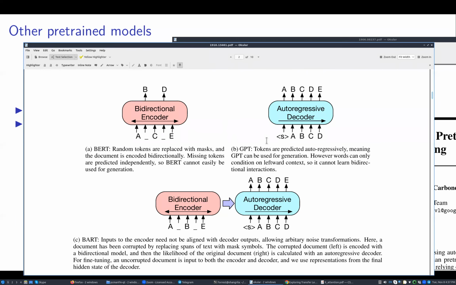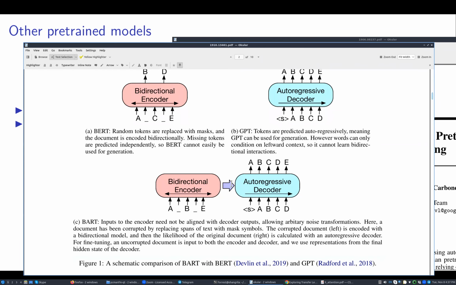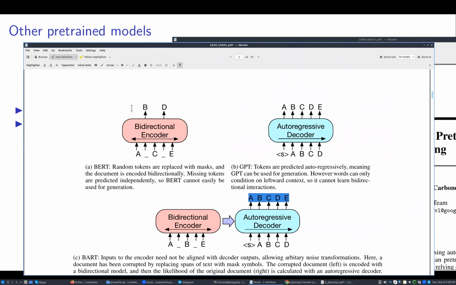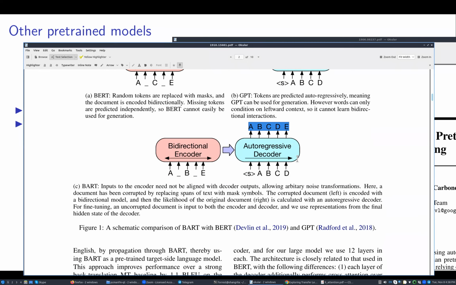So this is BART, this is GPT, and what BART does is it combines both of them. You can see first it uses the bidirectional encoder to encode a masked sentence, and they feed this masked sentence into an autoregressive decoder, plus the information of the autoregressive input, to make the final output. So it combines the discriminative part and the generative part. And according to the authors, this can give us a better model.